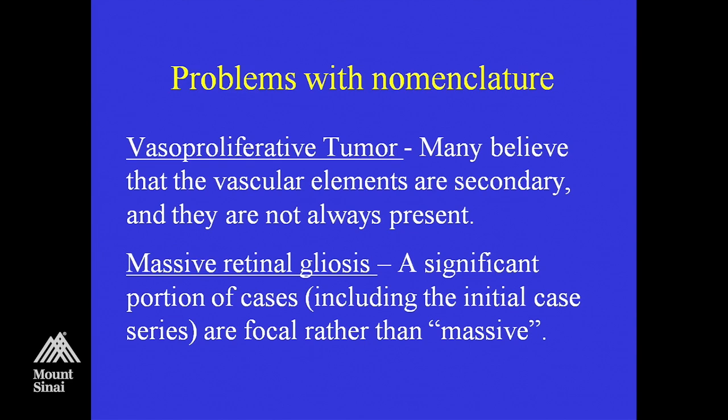So, as I mentioned, the nomenclature is variable, and I think both of the historical terms have some issues with them. The term vasoproliferative tumor sort of implies that this is primarily a vascular problem, but I think most people believe now that the vascular elements are secondary, and in fact, they're not always present. So, really, it's a problem of glia. Thus, I think this name is not optimal.